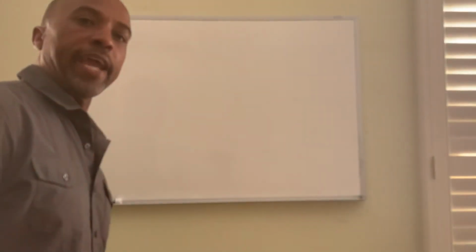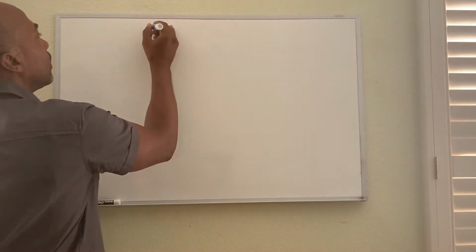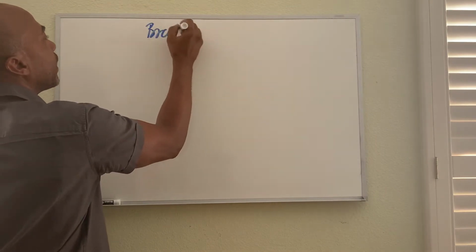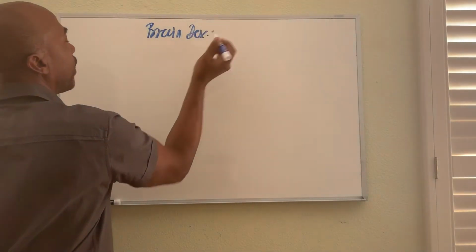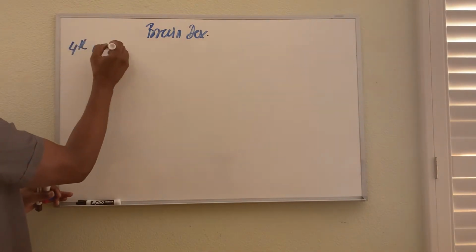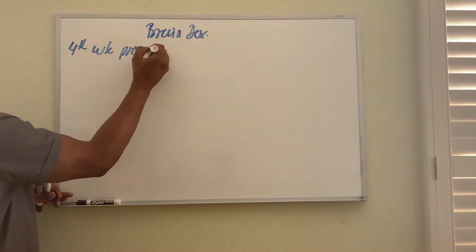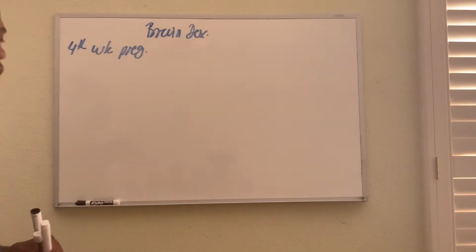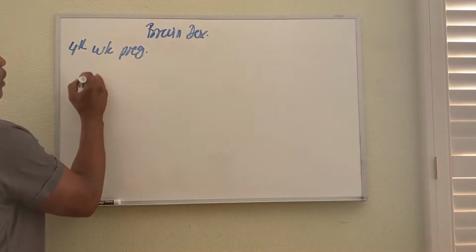Let's discuss brain development. Around week number 4, the 4th week of pregnancy, the brain starts to develop. There's a structure called the neural tube.